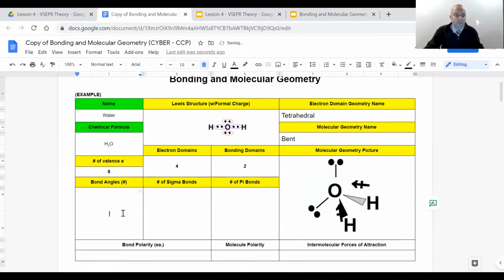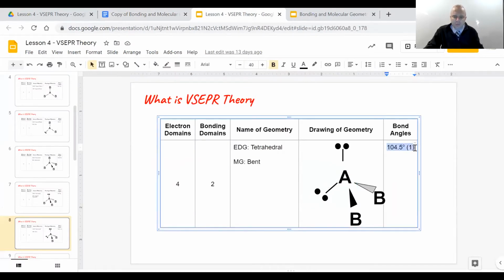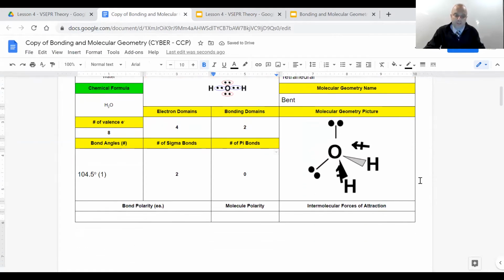Okay, the last part you're going to get from here is the bond angle. So that bond angle is right here. We can copy and paste that into our example here. The number of sigma and pi bonds. Sigma bonds are what we call single bonds, the first bond. And pi bonds only come into play if we have more than one bond, so a double bond or a triple bond. We'll see that later in the video. So in this case, we have two single bonds, so we have two sigma bonds. And we have no pi bonds because we have no double bonds in this whatsoever.